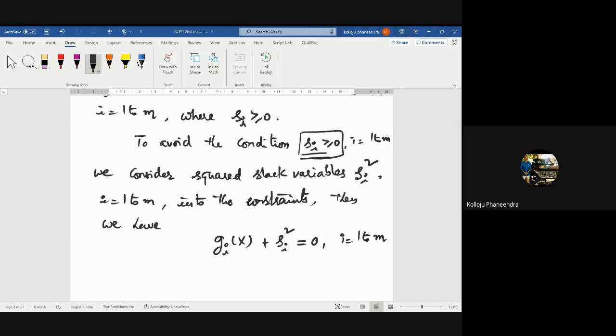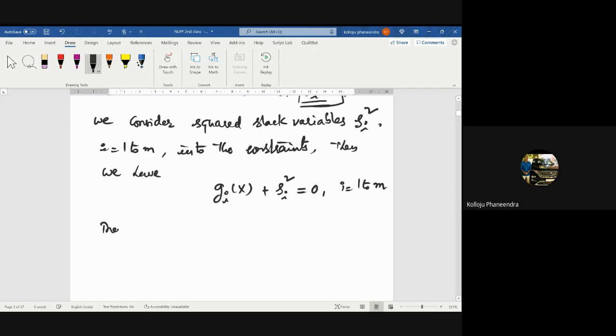Why am I considering a squared slack variable? Just to avoid the condition si greater than or equal to 0. si square stands for always non-negative. Then what does the problem become? Then the NLPP becomes.